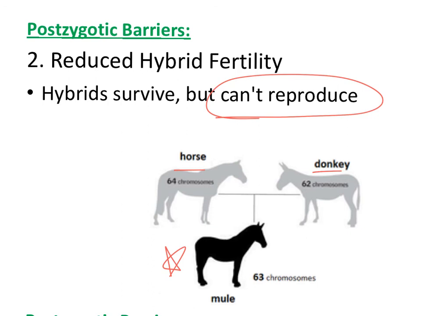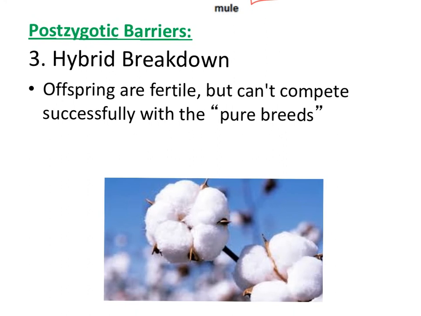When a mule is born, it has 63 chromosomes. It got half from the donkey and half from the horse. It has 63 chromosomes. It lives a good, happy life, but then it cannot make egg or sperm because it would need to cut 63 in half to pass on half to its baby, and there is no way to do that biologically to create an egg and sperm that can survive. So in this particular case, we have a baby born, it lives a fine life, but it can't end up having babies itself.